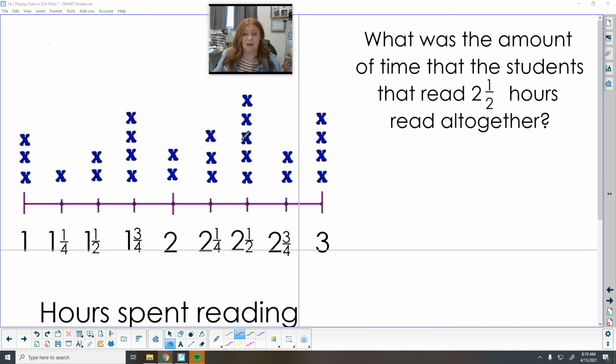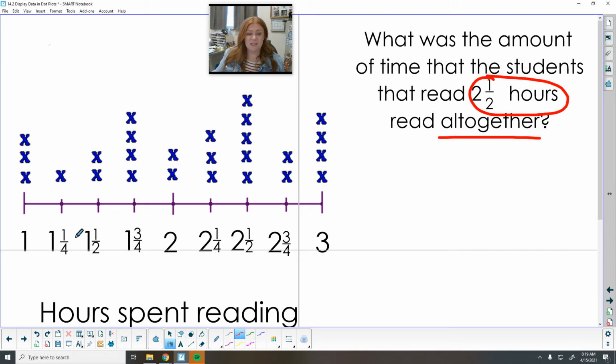So we've got this dot plot here, so you can see the X's, and this is our hours spent reading. They asked each student, how many hours did you spend reading maybe this week? And every X is a student's answer. We're going to answer some questions with this information here. So what was the amount of time that the students that read 2.5 hours read all together?